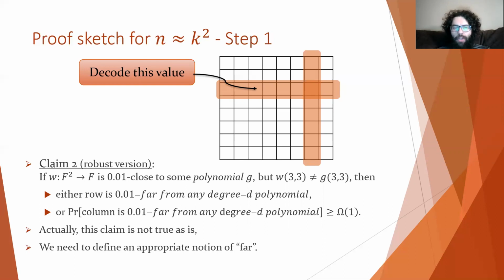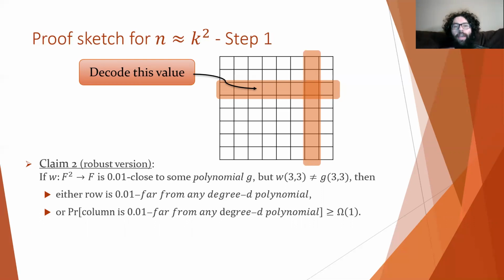And actually, this claim is almost true. And when I say almost true, well, in general, it's not true. Why is it not true? Because, for example, you can take W to be all zeros and put only W in this position (3,3) to be 1, let's say. So it's very close to the zero polynomial, but it's not true that either the row or one of the columns are far from a low degree polynomial, right? All of them are close to zero.